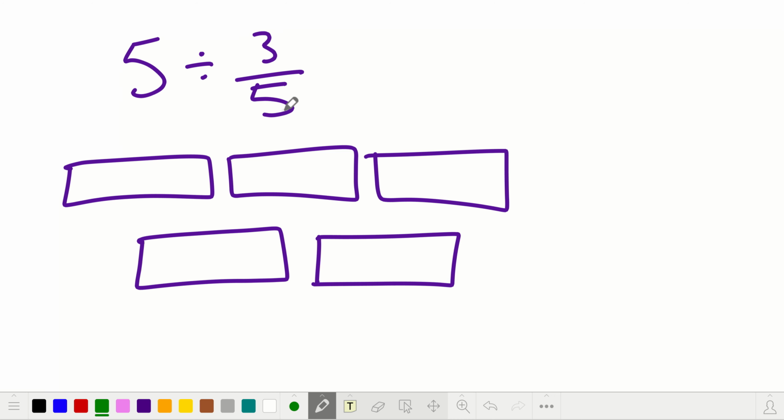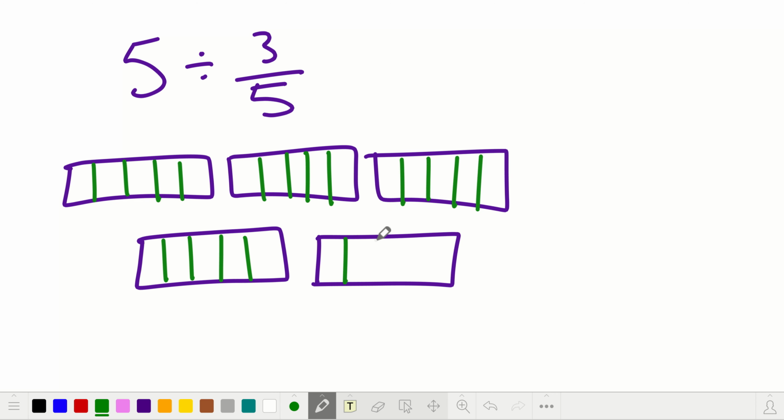So I'm going to do 5 take away 1, which is 4. I'm going to draw 4 lines to make fifths. So 1, 2, 3, 4. And make sure you have 5 pieces: 1, 2, 3, 4, 5.